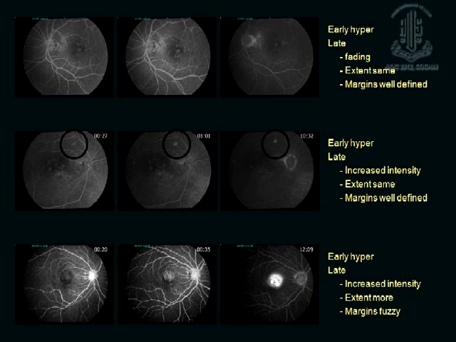If you have a hyperfluorescent lesion which goes on increasing in intensity, and the margins increase and become more fuzzy, you're looking at something else. You're possibly looking at a CNVM. So depending on how it behaves in the early mid phase, the intensity, the extent and the margins, you come to an interpretation of a fluorescein angiogram. The exact diagnosis and different conditions will be covered by subsequent speakers.